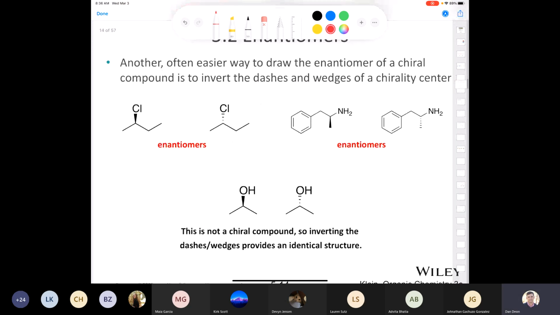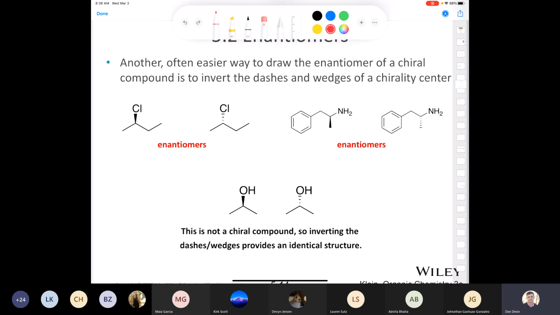Okay, and here's a slide summarizing what I just told you. It says another easier way to draw enantiomers is just to invert, swap or switch, whatever you want to call it, dashes and wedges. Here we have a wedge, you turn it into a dash, my friend, and you've got enantiomers. Here we've got amphetamine. We have a wedge here, and so we make a dash here, and there you go, the two enantiomers of amphetamine.